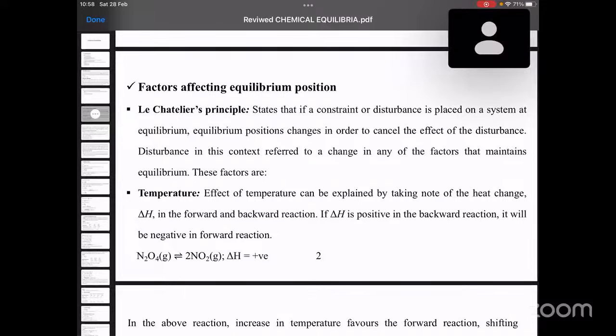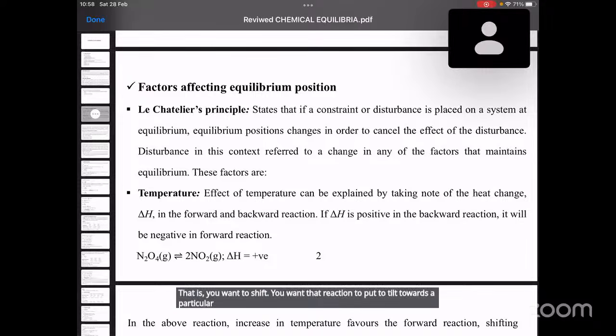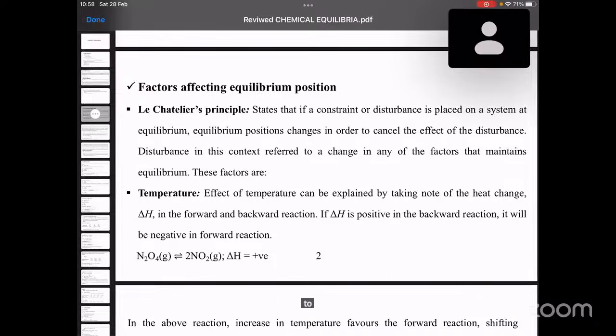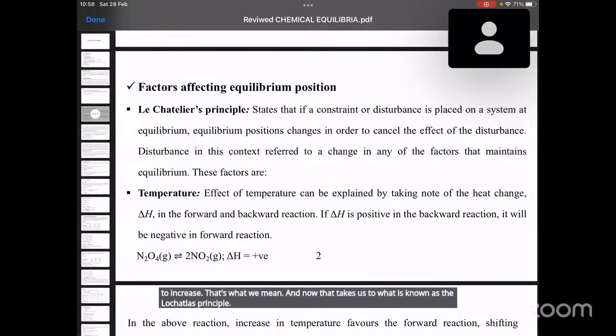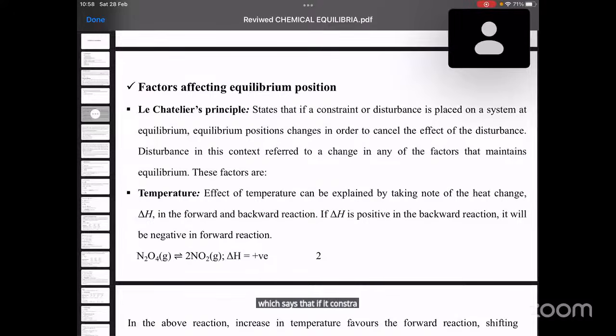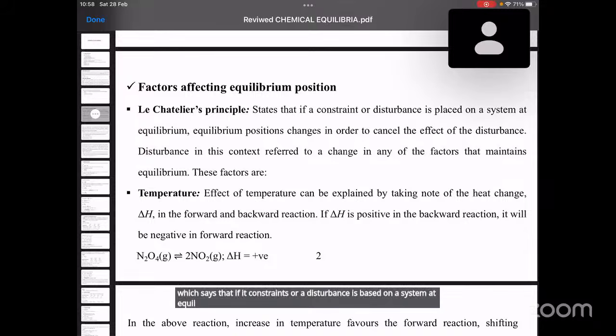That is what we mean when we ask what factors can actually affect the equilibrium position. You want to shift that reaction to tilt towards a particular side, rather than just staying static. You want the rate towards one side to increase. That takes us to Le Chatelier's principle, which says that if a constraint or a disturbance is placed on a system at equilibrium, the equilibrium position changes in order to cancel the effect of the disturbance. The disturbance in this context refers to a change in any of the factors that maintain equilibrium.